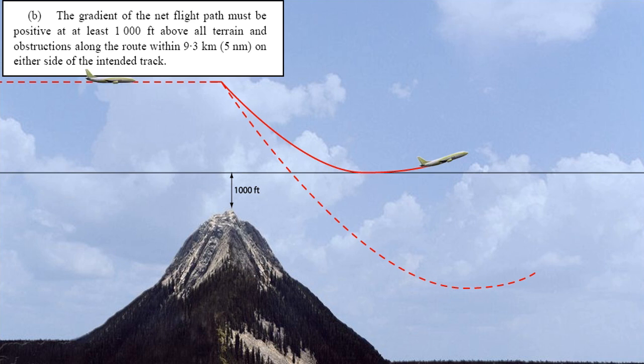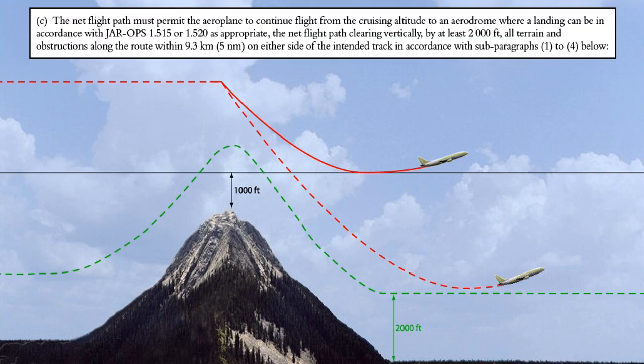If the aeroplane is unable to have a positive climb 1,000 feet above all obstacles, then the aeroplane may level off at a lower altitude so long as any obstacle encountered in the descent is cleared vertically by at least 2,000 feet. In order to find out if the aeroplane is able to level off at 1,000 feet above an obstacle, then use the graph in CAP 698 on page 40 of section 4.